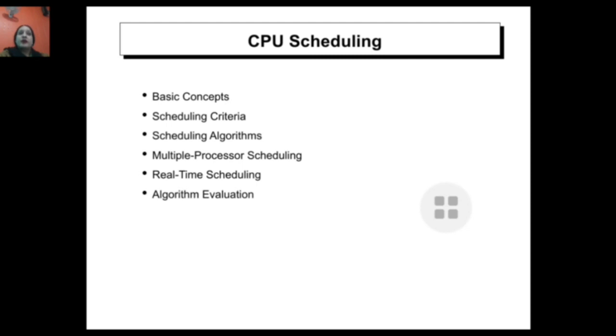Now the next term is dispatch latency. What is dispatch latency? It is the time taken for the dispatcher to stop one process and start another process running.